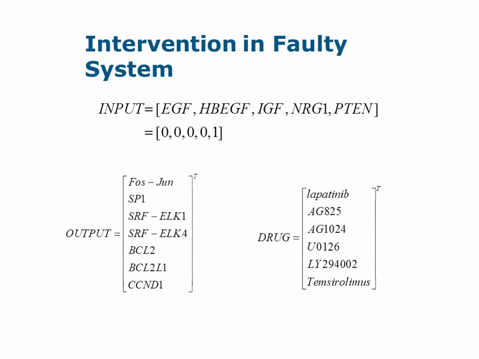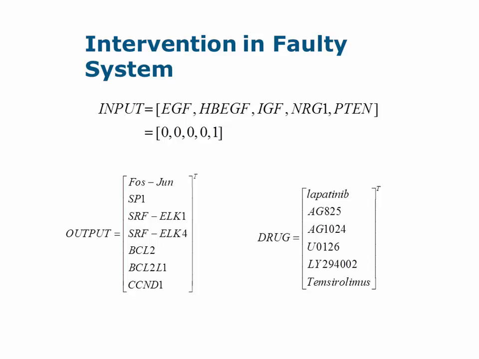All right, so the input is going to be all zeros and then a one. The output will be basically those seven genes that you're looking at. And the drug vector: there are six drugs that are possible that he used. Again, these are drugs that the biologist gave me, and he'd given us also the points of action.